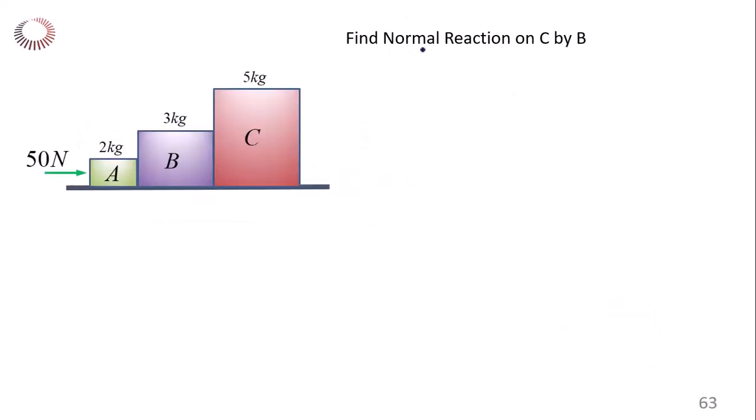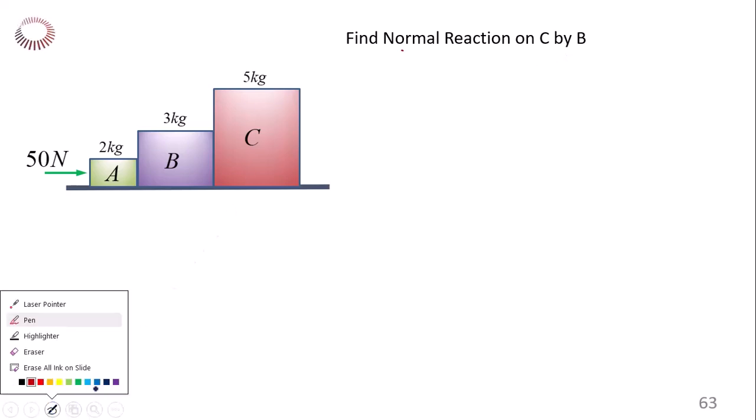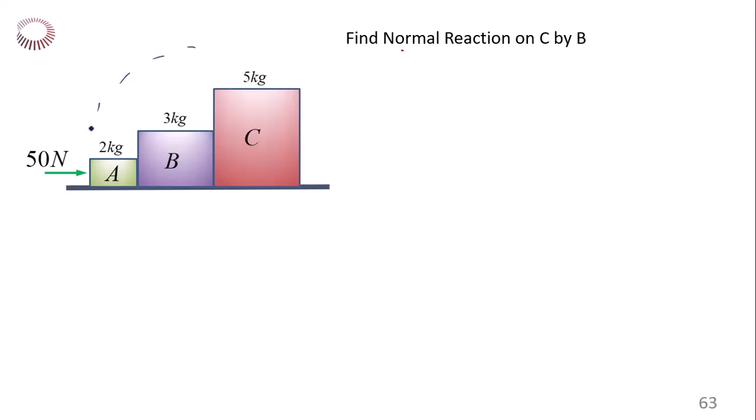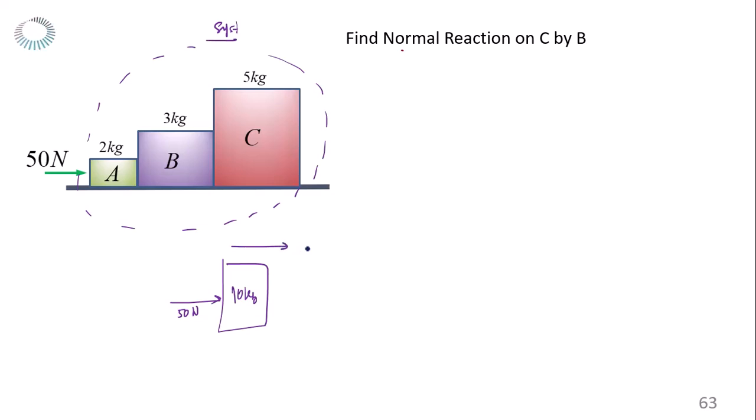Now let us say I want to calculate the normal reaction on C by B. First of all, in this type of problem, if I take the entire thing as a system, that means 5 kg plus 3 kg plus 2 kg, a 10 kg particle, and on this 10 kg particle I am applying a force of 50 Newton. So the particle accelerates in this direction, that is the system acceleration. System acceleration is force by mass, 50 by 10, which is 5. So 5 meter per second square is the system acceleration.